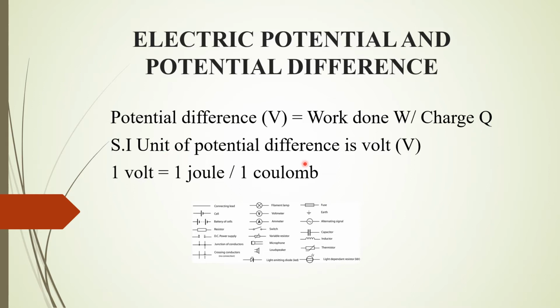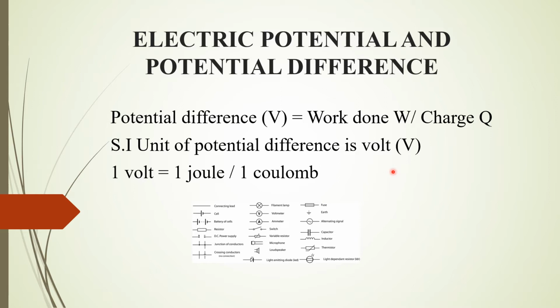The SI unit of potential difference is the volt. So now we can easily write that 1 volt is equal to, for work done we use joule, divided by, for charge we use coulomb. So 1 volt is equal to 1 joule by 1 coulomb.